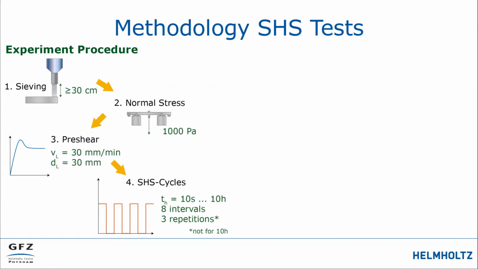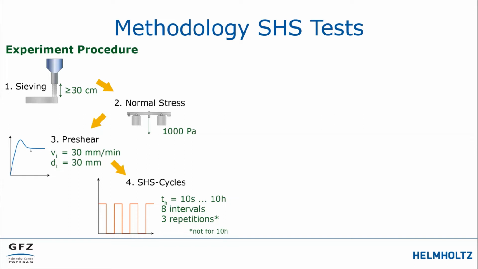So what we do is first we sieve the material, similar to our standard procedure in the lab. We sieve from a height of about 30 centimeters into the cell. Then we apply a normal stress of 1000 Pascal, which is roughly the range that usual analog models are in. And then we pre-shear. So this is the peak that I'm talking about.